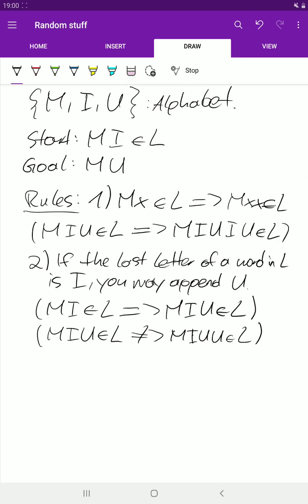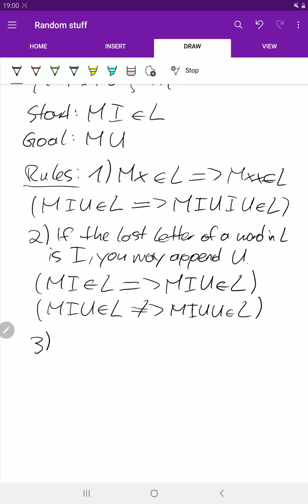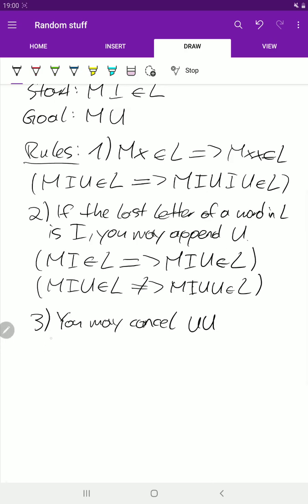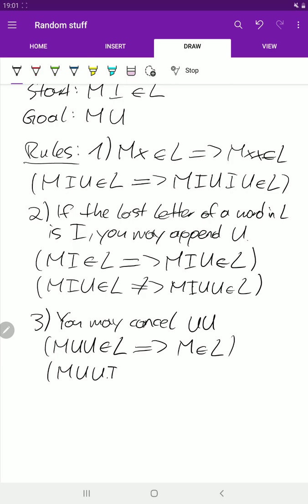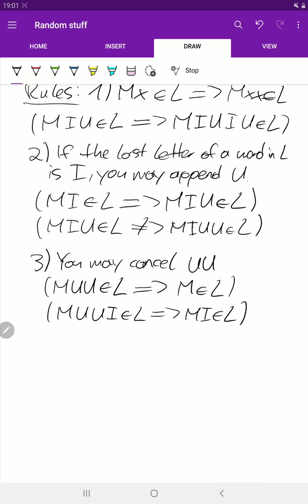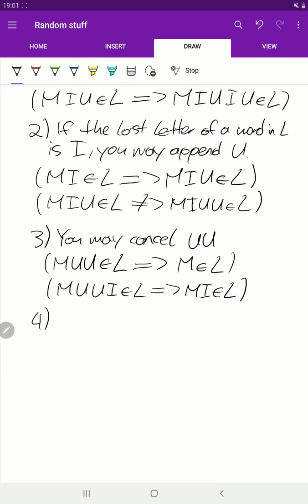Okay, so let's go on with the third rule. This one just says you may cancel UU. So UU is cancelled to the empty string. So let's make another example. If we would have that MUU is in L, again, I don't claim that this is the case, just if it was, then we would have that M is in L. Or also if MUUI was in L, then we would get that MI is in L.